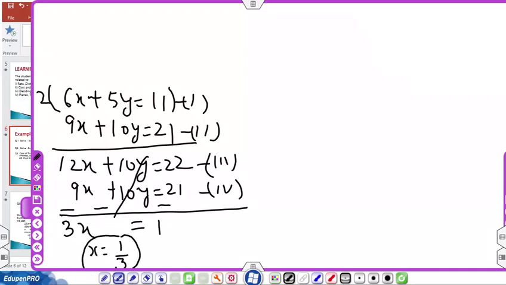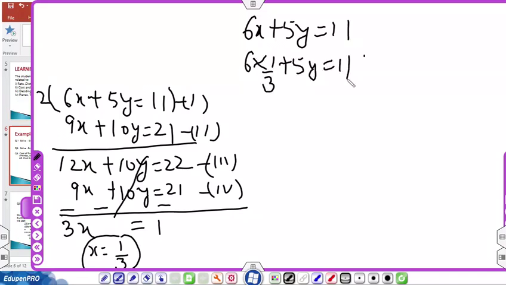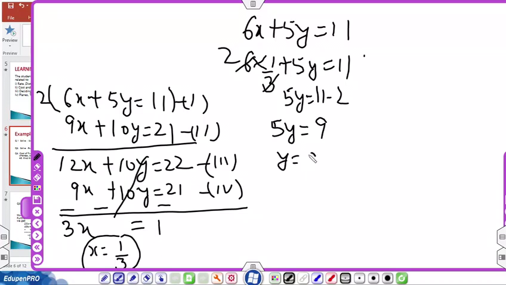As I told you, we can substitute in any of these two equations. Now to find the value of y, I can use any of these equations. I am going to use the first equation. Substitute x equal to 1 by 3, 5y equal to 11 minus 2, 5y equal to 9, y equal to 9 by 5.